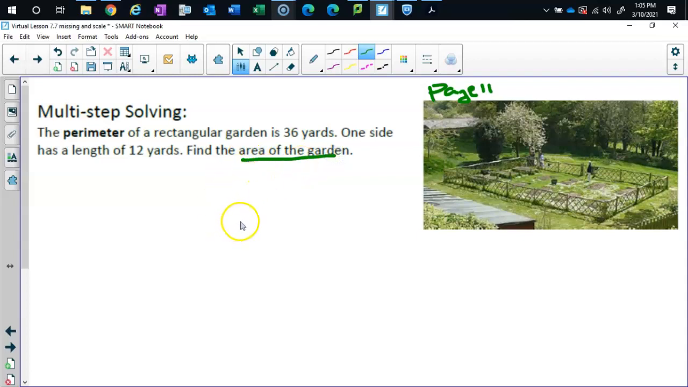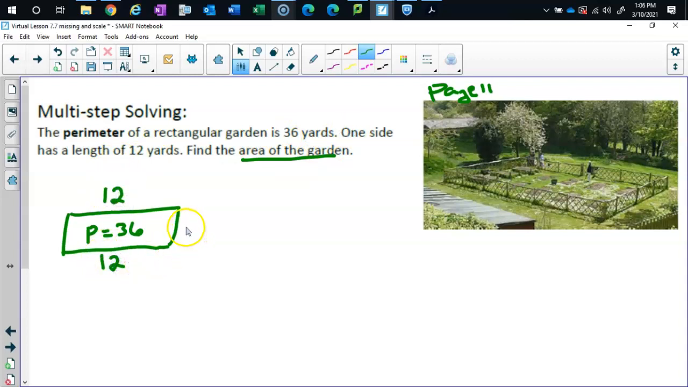Well, this is a tricky problem. All right, first thing I'm going to tell you to do, let's draw a rectangle. And they're telling us that the perimeter is 36. So I'm writing that right in there. One side is 12. So this is 12. That means this would be 12. To find the area, don't I need the length and the width? Well, I don't know what this is, so I'm going to call this X. And this is also X.